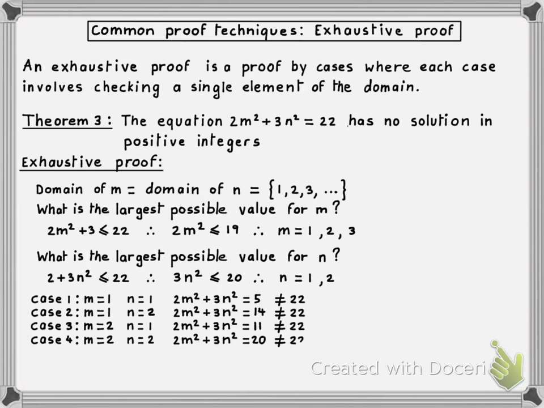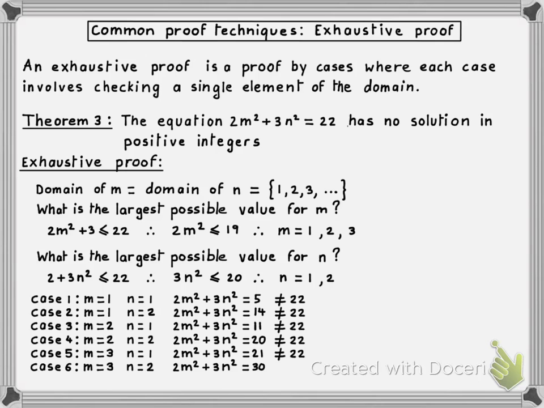So notice we have no solution in the first 4 cases. We've got 2 more cases to consider. The next one is for m equals 3 and n equals 1. In this case, the left-hand side equals 21. That is definitely different from 22. So no solution to the original equation in this case. And finally, in the last case, where m equals 3 and n equals 2, the left-hand side of the equation adds up to 30, which is also different from 22.